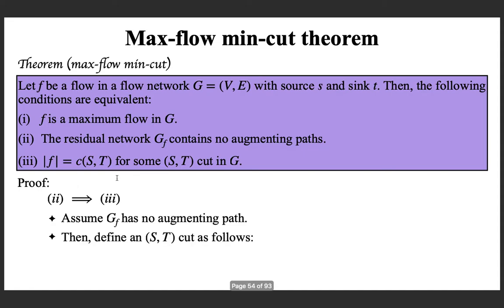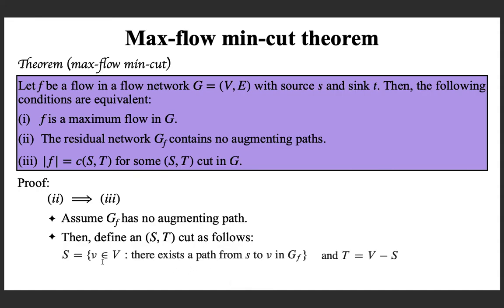We are going to define it like this. Define an ST cut as follows. What is the ST cut? S is the set of all vertices to which there exists a path from the source in the residual network. Note that no augmenting path means T is not reachable from the source vertex. So you are collecting all the vertices to which there is a path from the source vertex, and all the remaining vertices, definitely T is there, form the set T, and that is clearly an ST cut.